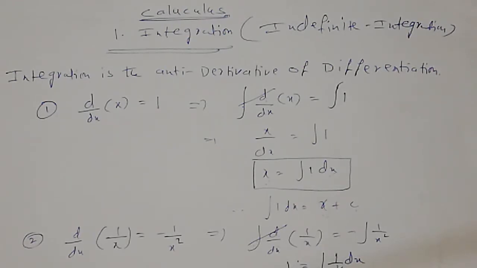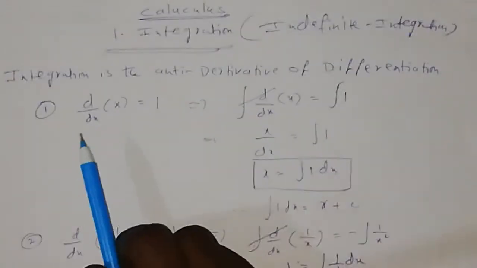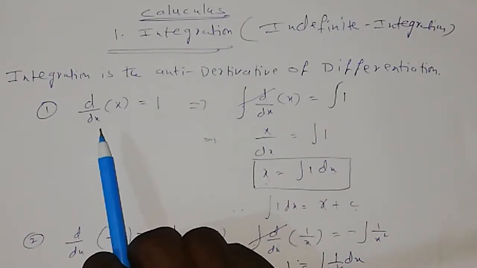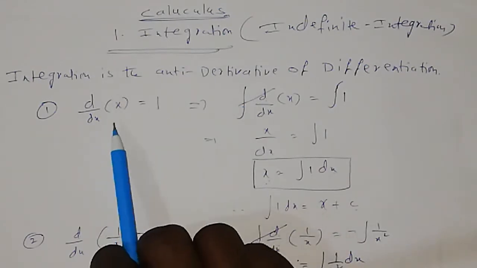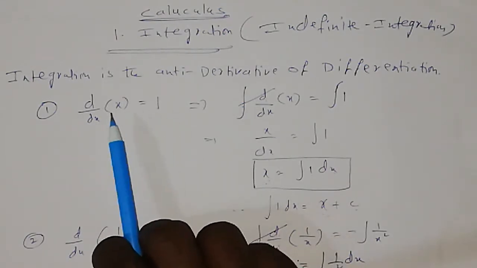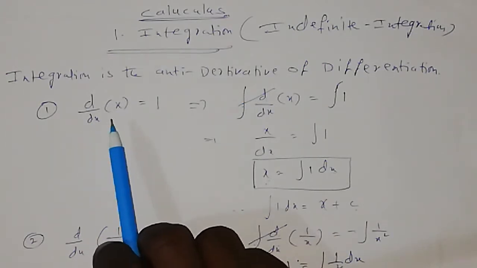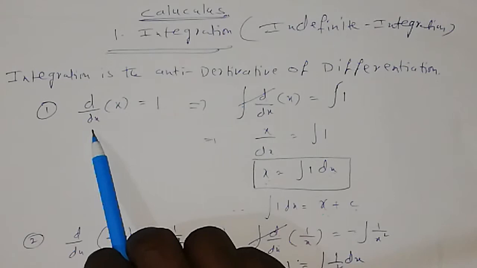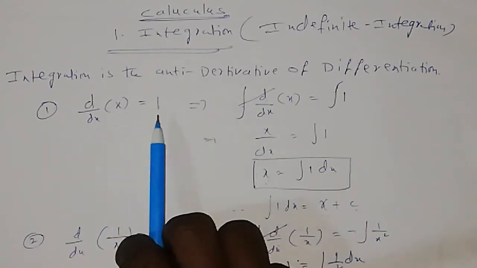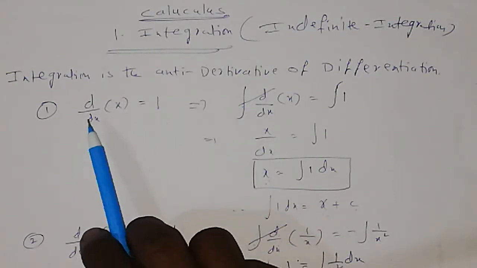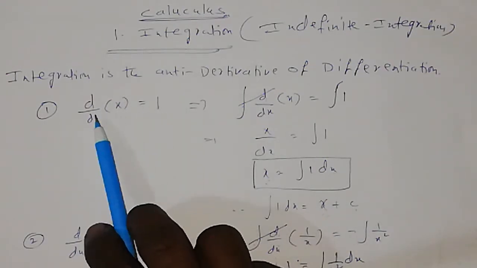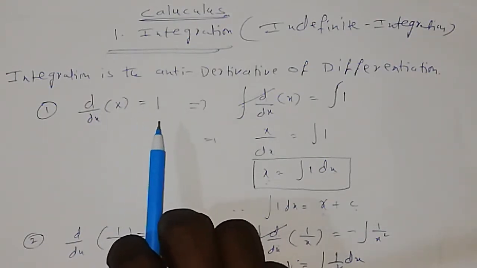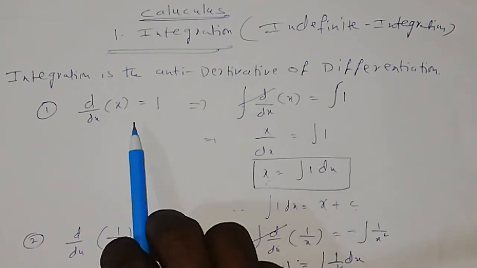So here the first formula, in differentiation, that is d by dx of x is equal to 1. So what we are doing here, we are differentiating x with respect to x. That means any variable differentiated with respect to itself is always 1. Like this we can do d by dy of y is equal to 1, same as d by dz of z is equal to 1. So these are the differentiation formulas.